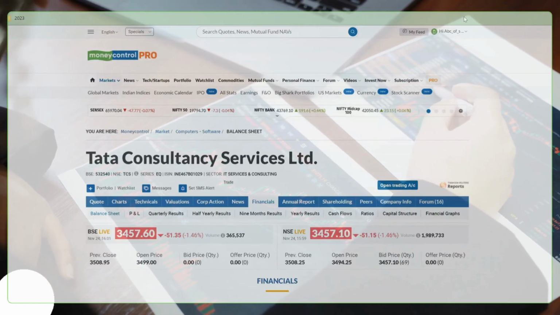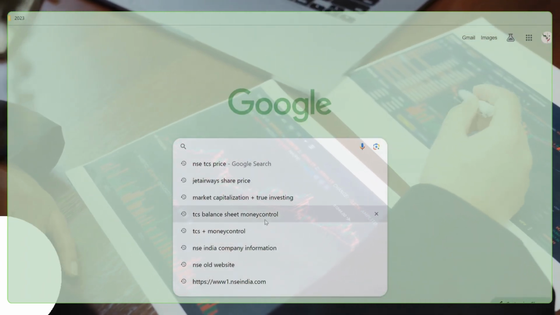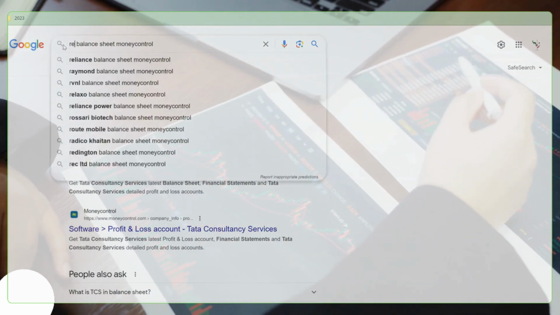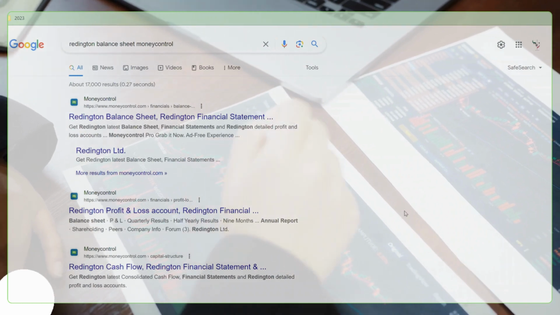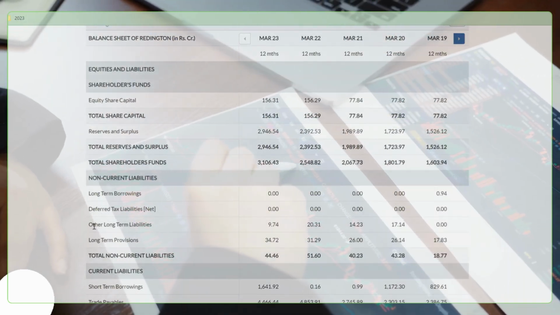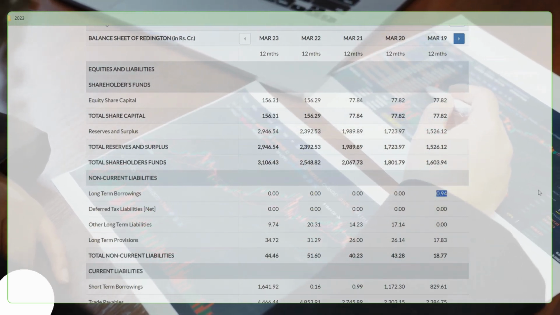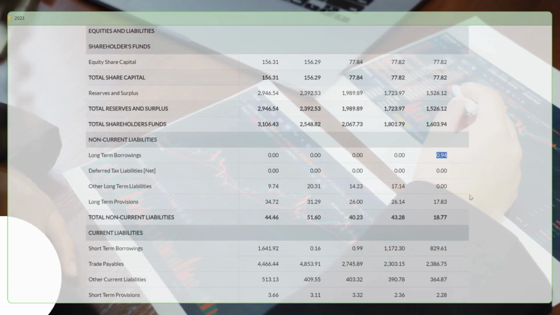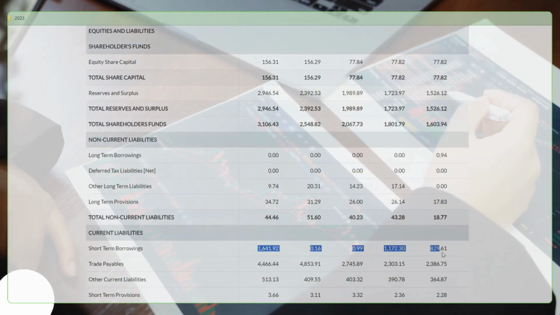So how to see the loan? You can see the balance sheet of any company. Say I have the Redington stock, so I want to see the balance sheet of Redington. You can see long-term borrowing, they had a loan of 94 lakhs, I think. It's less than 1 crore, right? It will be in crores. In 19, now they have come out of it. Zero loan. So we should consider that a short-term loan is okay.